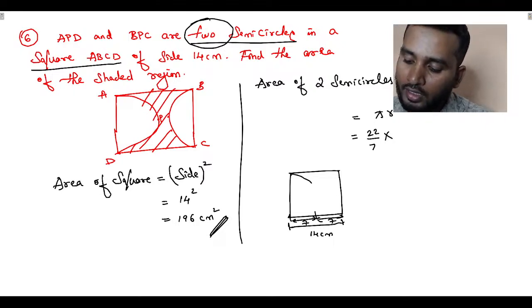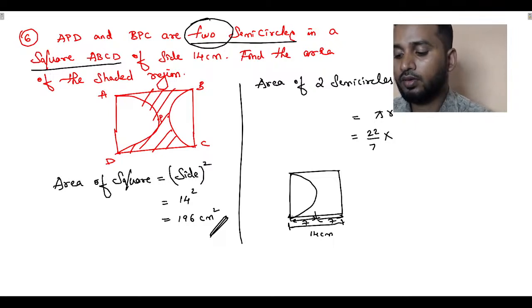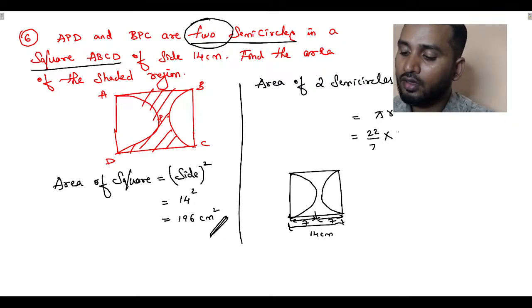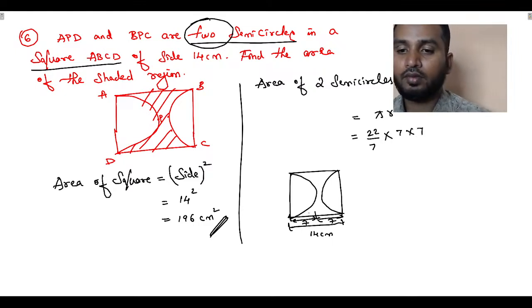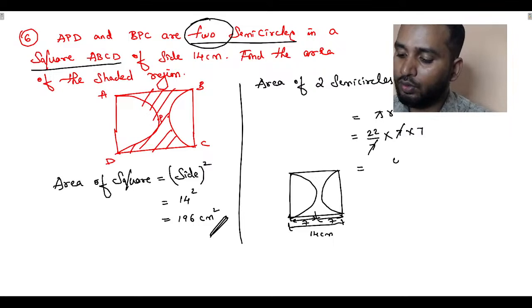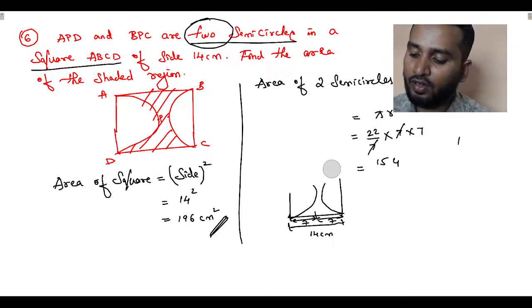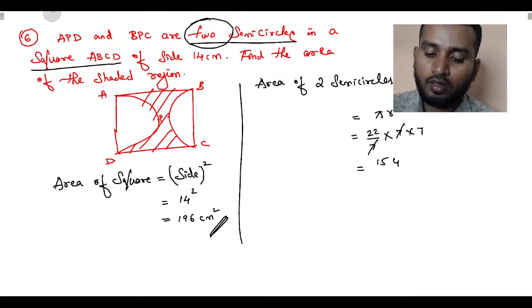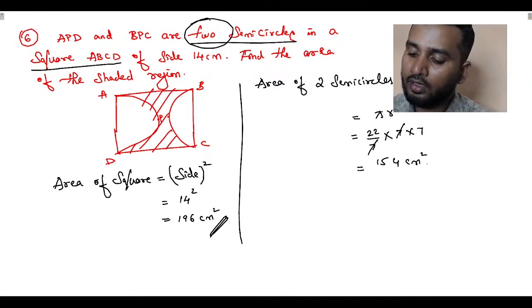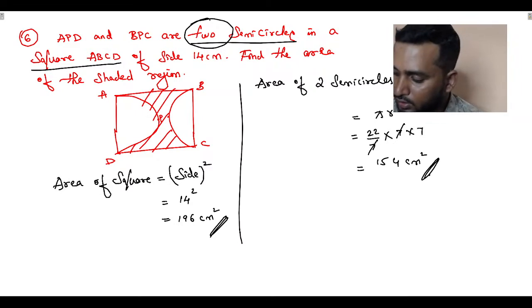Now here we are taking this region, and here we are taking this region. So if this is 14, what is half of this? 14 is the diameter and 7 is the radius. So we can write here 7 into 7, 7 into 7. Any doubts? Understood? Now this 7 gets cancelled, 7 twos are 14, 7 twos are 14 plus 1 is 15, that is nothing but 154 centimeter square. So this is the area of two semicircles.